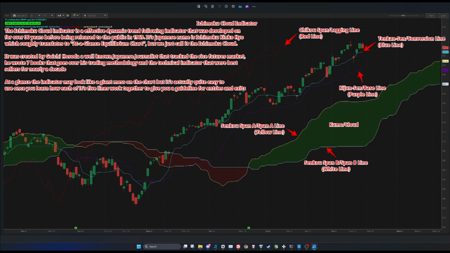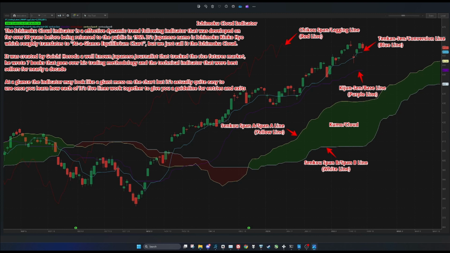So the Ichimoku Cloud indicator is an effective dynamic trend following indicator that was developed for over 30 years before being released to the public in 1969. It was made by a Japanese journalist named Koichi Hoshida. He wrote 7 books in total about this technical indicator and his trading methodology, and back then those 7 books were decade-long bestsellers. So it was a really popular technical indicator at the time. He was a Japanese journalist that charted rice futures.